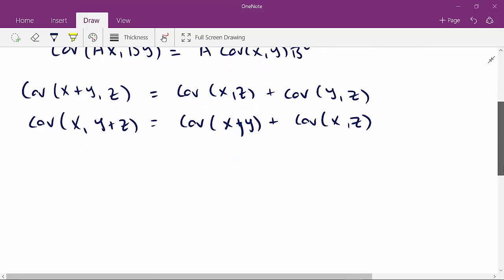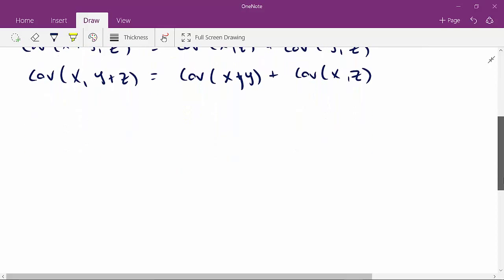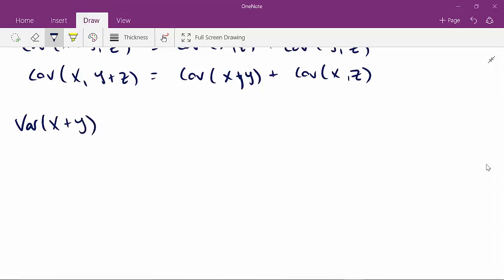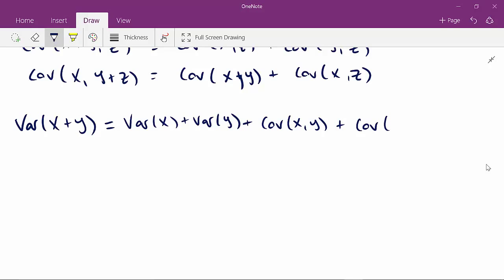We can also look at formulas that are useful, such as the variance of a sum. If we want to know what the variance of x plus y is, I suggest that you prove this yourself just using the collection of rules that we've given you so far. The variance of x plus y is equal to the variance of x plus the variance of y plus the covariance of x comma y plus the covariance of y comma x.